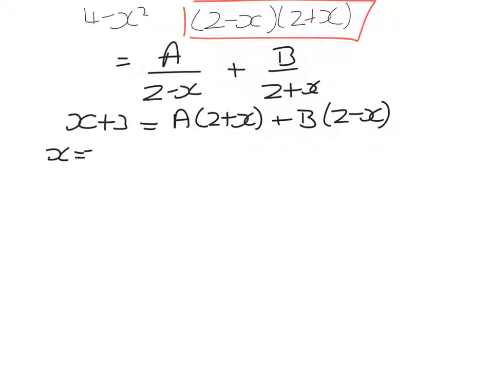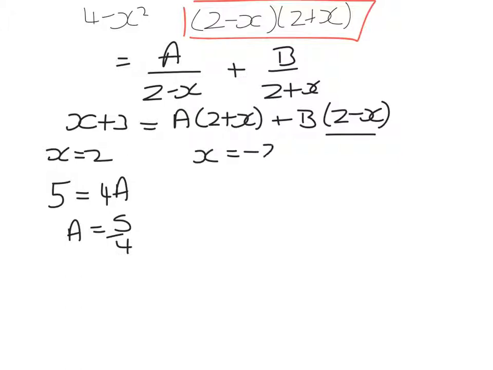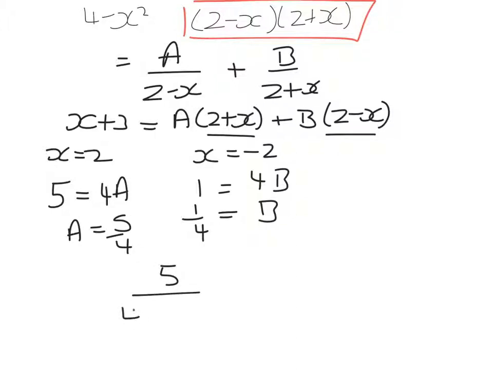I'm going to let x equal 2 because that's going to make this bracket 0. 2 plus 3 is 5 and 2 plus 2 is 4, so A is 5/4. And then I'm going to let x equal minus 2, so this bracket will be 0. Minus 2 plus 3 is 1, and 2 take away minus 2 is 2 plus 2, so that is 4. So B is 1/4. So that gives us 5 quarters of 1/(2 − x) plus 1/4 of 1/(2 + x).